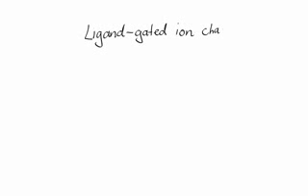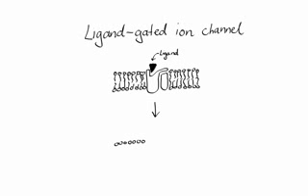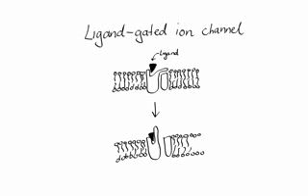Let's start with ligand-gated ion channel, which is probably the easiest one to describe out of the four. And just a quick reminder, ligand generally refers to some molecule or an ion. So this channel has the ligand binding site, and when the ligand binds to it, the channel opens very briefly, which allows ions such as sodium, potassium, chloride, calcium, etc. to pass through the membrane. And that's all there is to it.